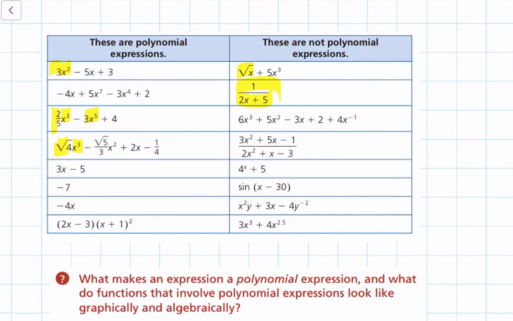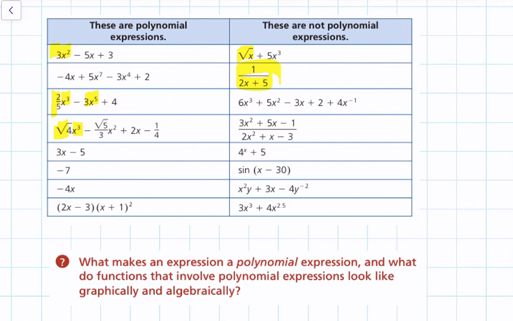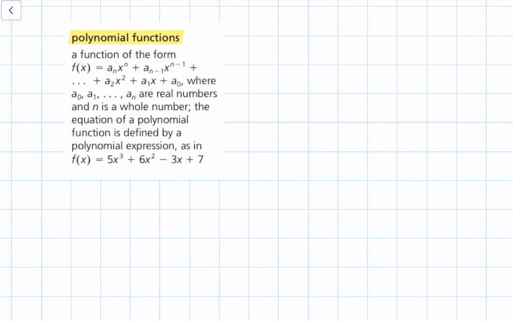Okay, so now that we have some ideas about what might make something a polynomial expression and what might not, let's look at some more formal definitions. So a polynomial function formally is a function of the form f of x is equal to a_n times x to the power of n, plus a_(n-1) times x to the power of n minus 1, etc., to the point where you get to a_0. So this might look complicated, but all we're saying here is that the degree of the function decreases as each successive term is added.